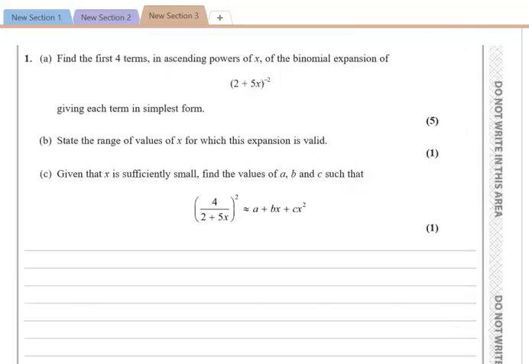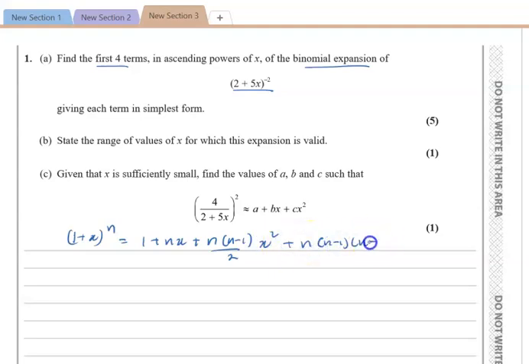Question one, we have a binomial expansion. Find the first four terms of this expansion here. I'm going to use the binomial. Remember, your binomial is (1 + x)^n = 1 + nx + n(n - 1)/2 x squared + n(n - 1)(n - 2)/6, that's 3 factorial, x to the power of 3.